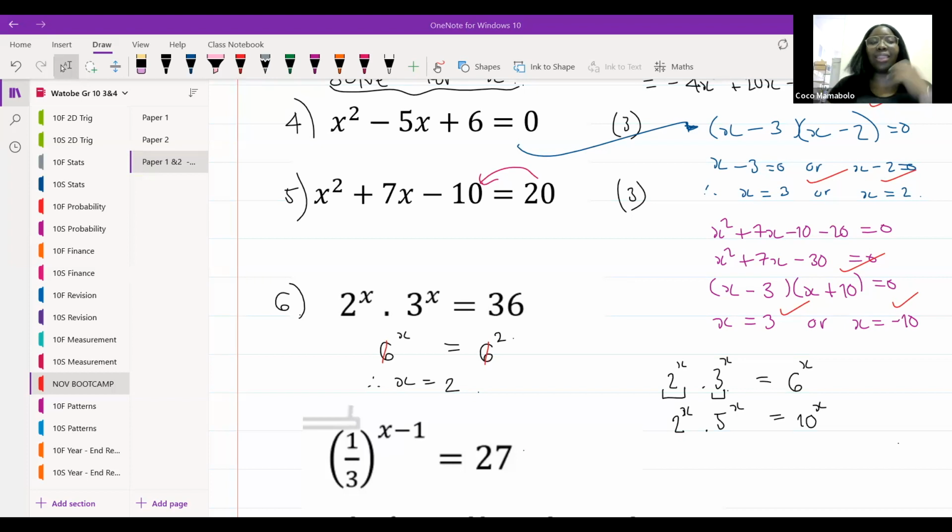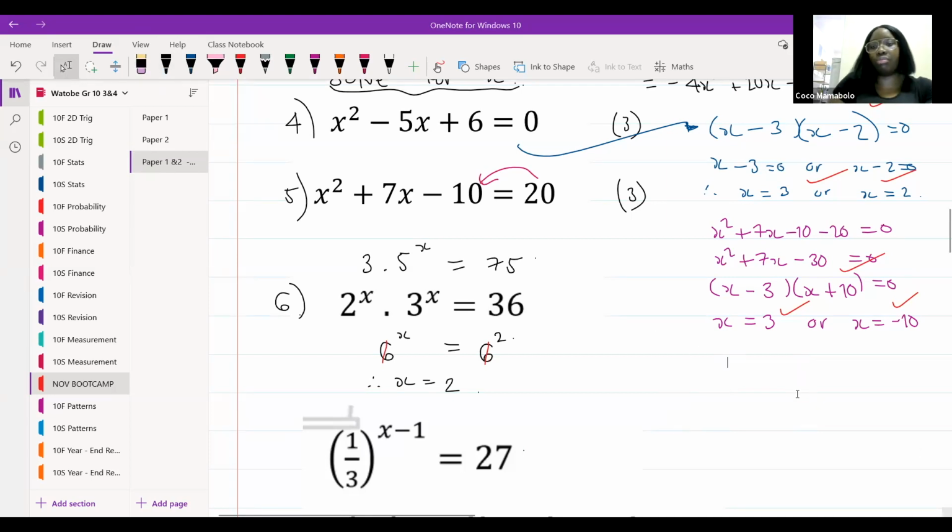But the thing is, Siamtanda, sometimes they'll give you a question that looks like this. You will have 3 times 5 to the power of x is equal to 45. Or let me not say 45. Let me see. Is equal to 75. Let me write it out over here. If I have 3 multiplied by 5 to the power of x is equal to 75, right? What's missing?